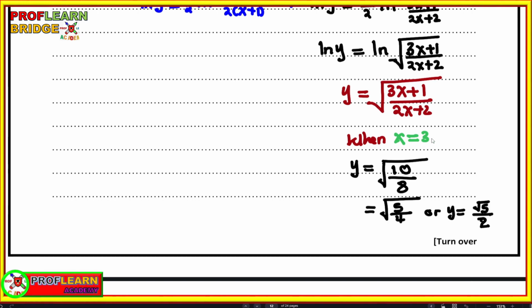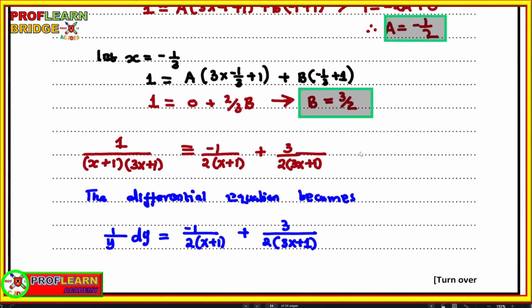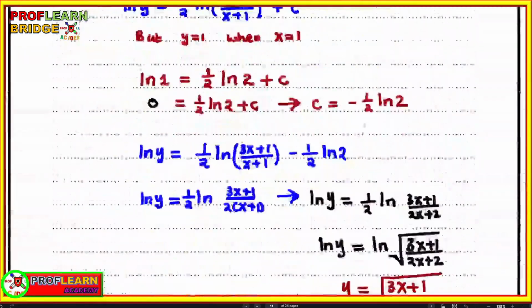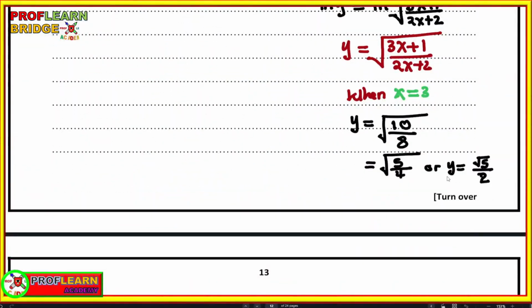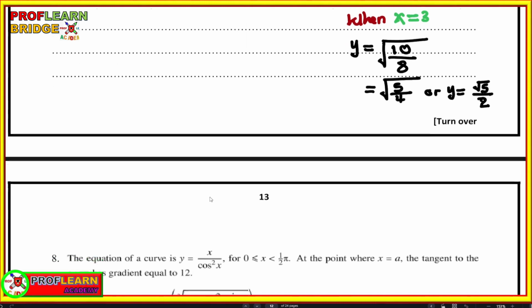And since x is 3, we were given that because we were supposed to solve where x is actually equal to 3, we can substitute it there and we end up having our final answer as root 10 over 8, which can simplify to root 5 over 2.